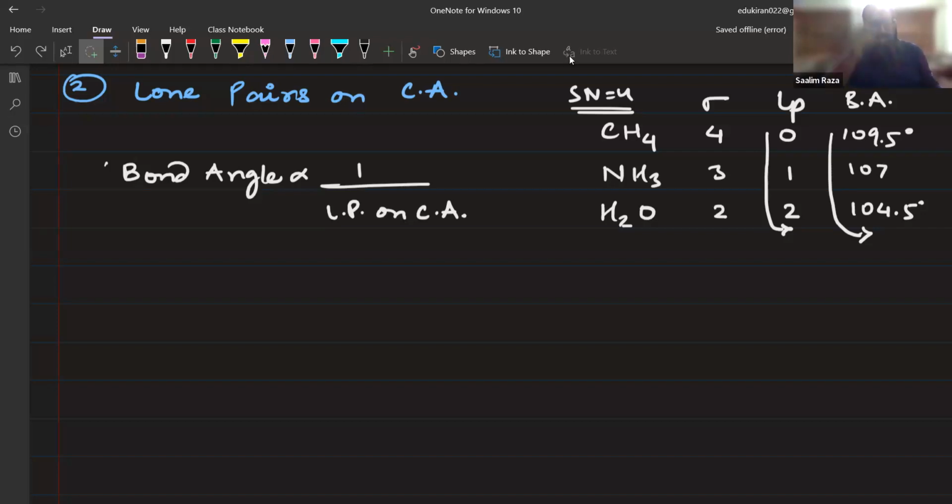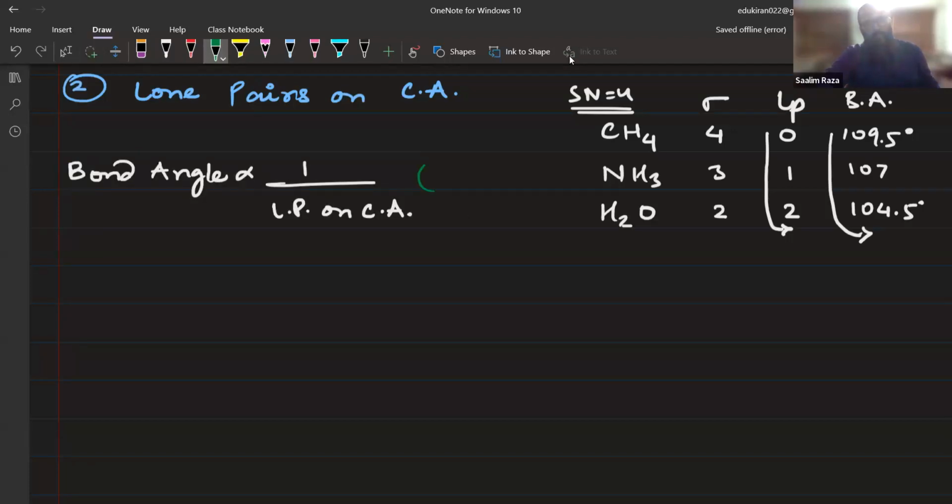But please remember, you are going to check the lone pairs on central atom only after checking the steric number. This is only true when you have the steric number same. If the steric number is same, then only this particular thing is true. When you are comparing things, you will compare the lone pairs on central atom only after you have compared the steric number. If you have not compared the steric number, you will not talk about the lone pairs.